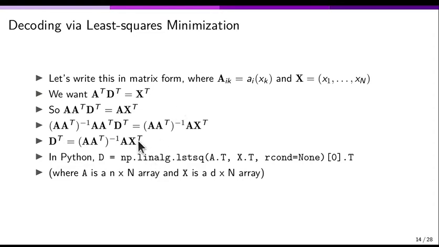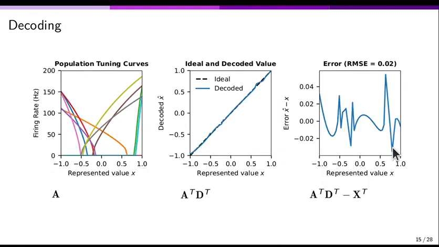So that's two different ways of ending up with this same equation. Depending on what your math background is, you might like one way, you might like the other way, you might like neither way. In any case, the punchline is: build those matrices and then call this least squares function in Python, and it will give you the right answer. That's where we're going to get these decoders.